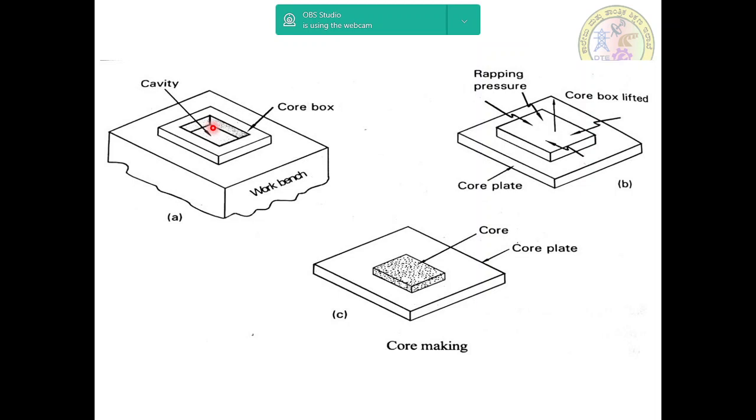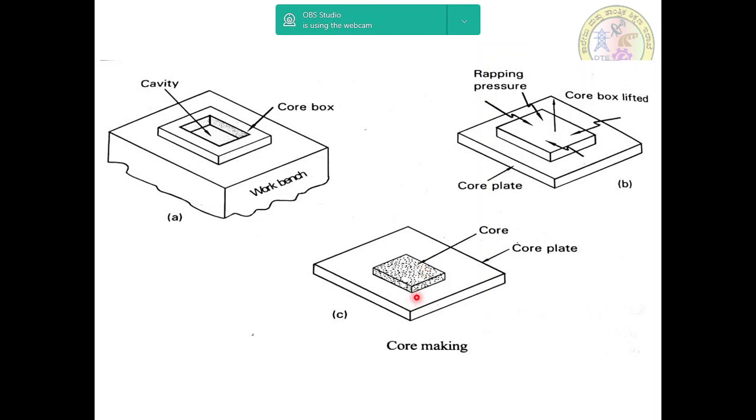The core box, after filling the entire thing, now your core box is inverted over the core plate. This is the core plate, and then invert, and then ramming pressure, and then remove the core box lifted. You will get the core like this. Afterwards the box is lifted vertically, and then to remove the core on the core plate, as shown in sketch, and then the core along with the core plate is sent for baking.